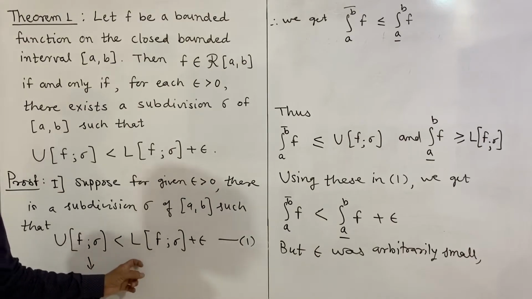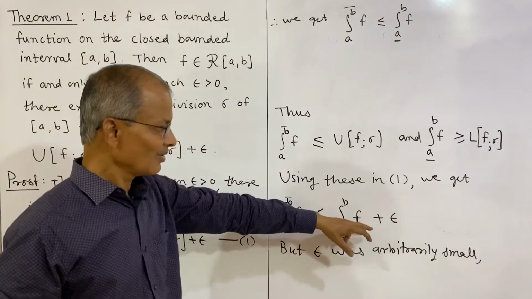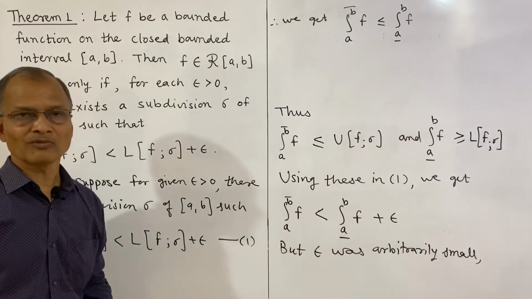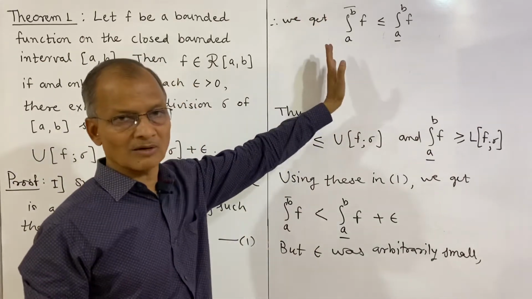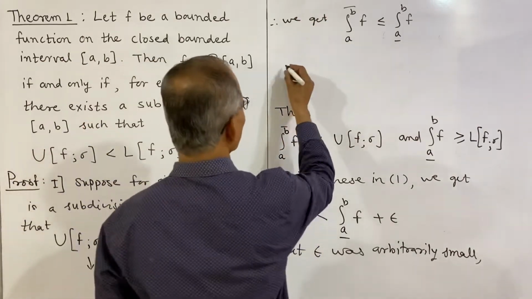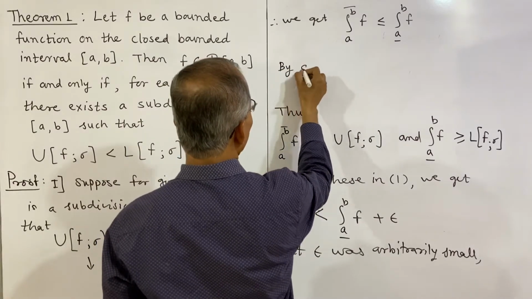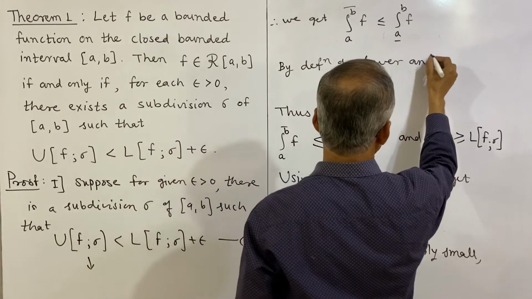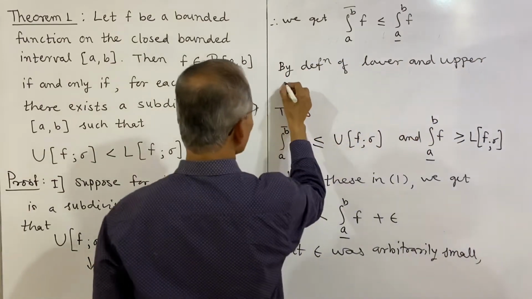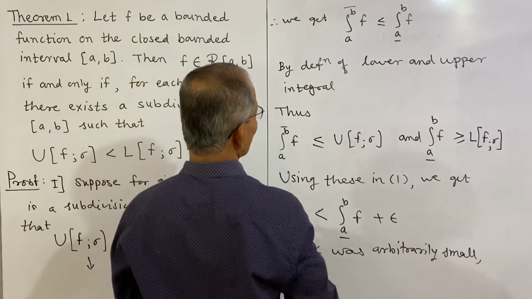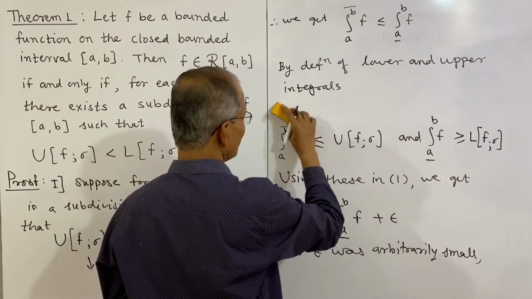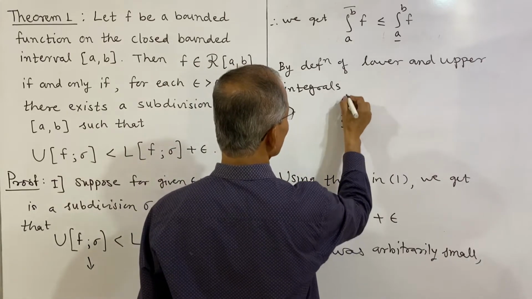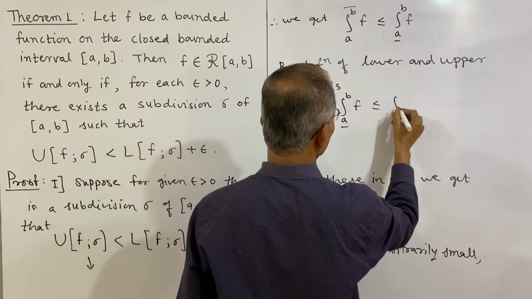Whenever this is the case, the upper integral becomes less than or equal to the lower integral. But what is the usual relation? The usual relation we have is the lower integral is less than or equal to the upper integral, that is by definition. By definition of lower and upper integral, this we have seen in our last lecture. The lower integral is less than or equal to the upper integral.